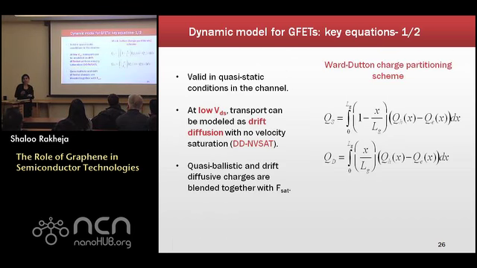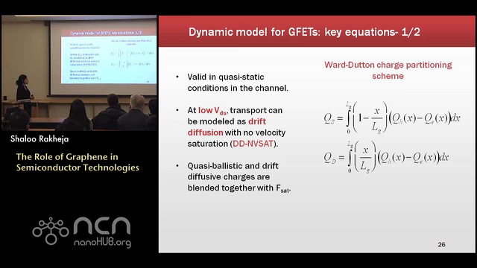I'll go on to the dynamic model. What does the dynamic model mean? The dynamic model gives us the charges at the different terminals, the source terminal, the drain terminal, and the gate terminal. We are using the Ward-Dutton charge partitioning scheme, which is valid irrespective of whether the transport in the channel is drift diffusive or ballistic, as long as quasi-static transport conditions are maintained in the channel. QS and QD are given by the expressions shown over there, and in those expressions, we have QHX and QEX, which are position-dependent electron and hole charges in the channel.